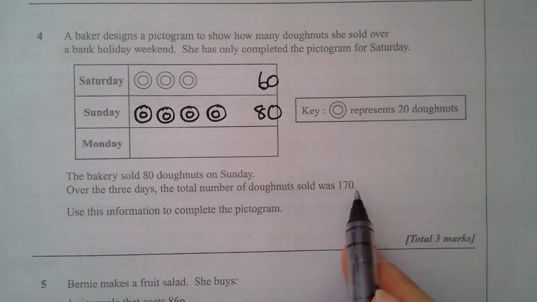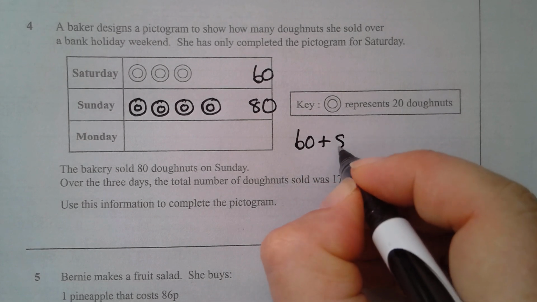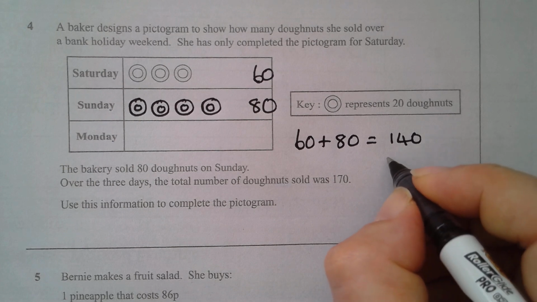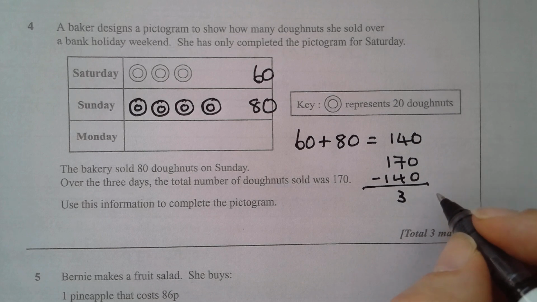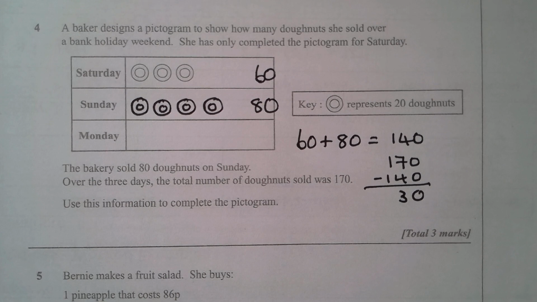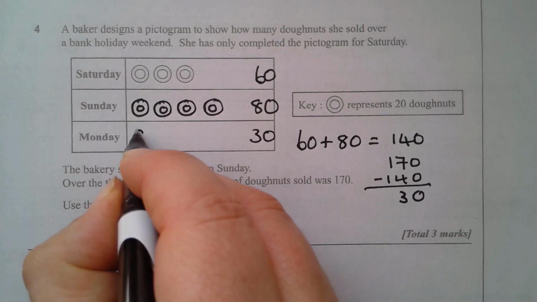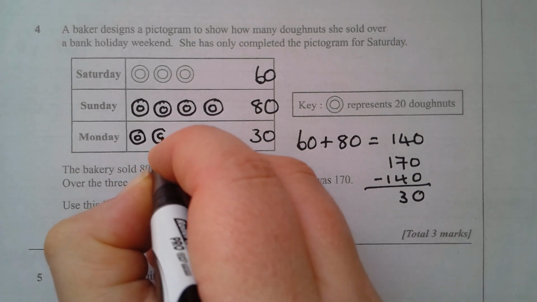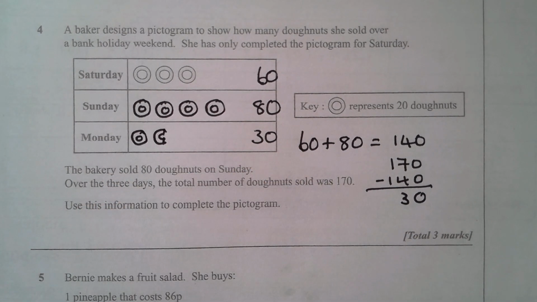Over 3 days the total was 170, so the total for Saturday and Sunday, we take that away from 170. So the amount that we've got left is 30, so we need to draw this out with 30, which is a whole one, and then half of one. 20 plus 10, so you want half of one.